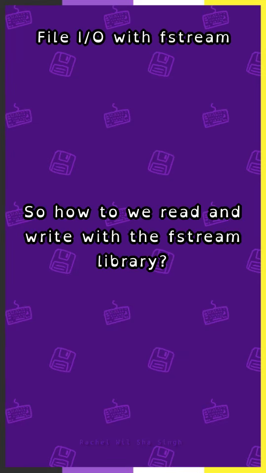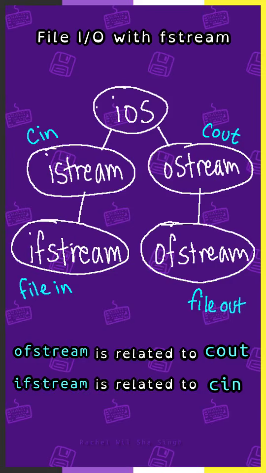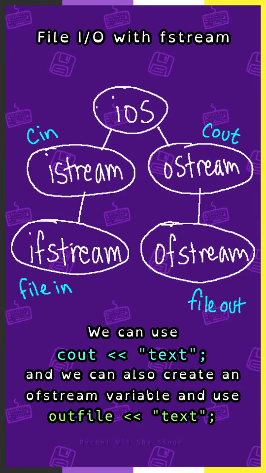So how do we read and write with the fstream library? ofstream is related to cout, and ifstream is related to cin. We can use cout and the stream operator to output a string, and we can also create an ofstream variable and use outFile with the stream operator to output a string.